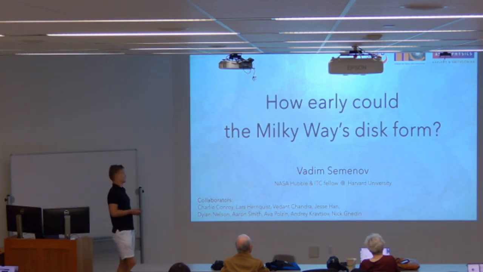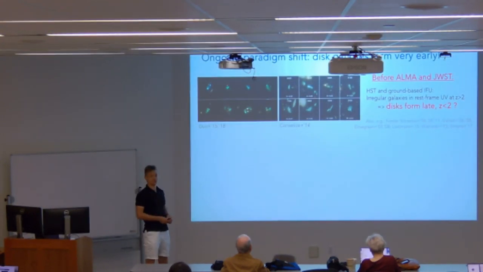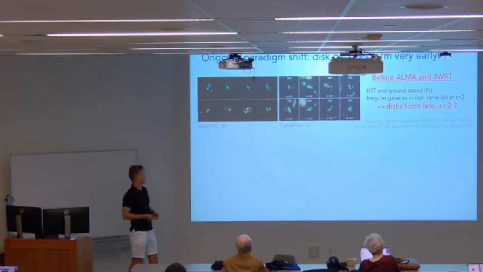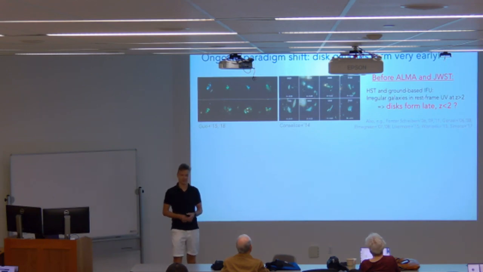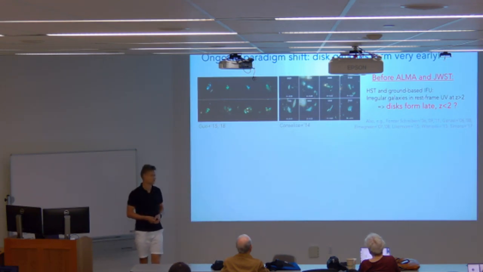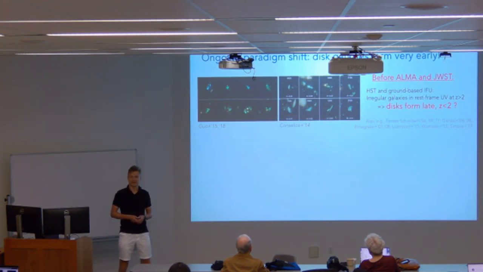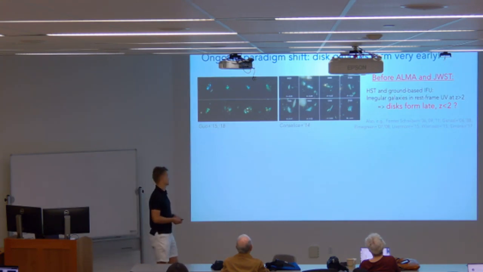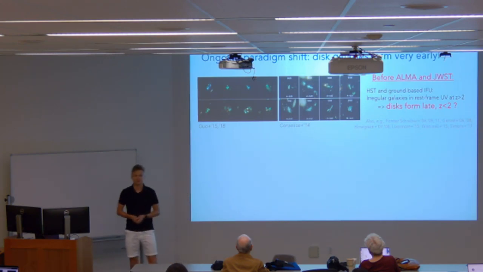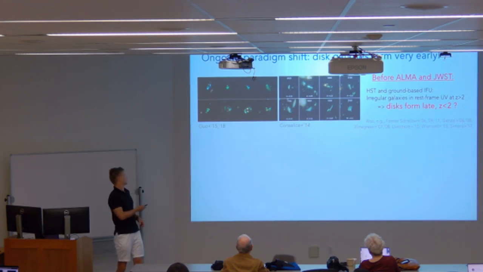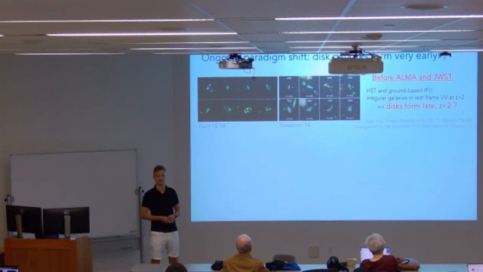It would not be an understatement to say that with the advent of ALMA and JWST, there was a paradigm shift in galaxy formation, because before it was believed that galactic disks form relatively recently, at redshifts around 1 or 2. And this was motivated by the view of galaxies at higher redshifts by HST and ground-based IFU instruments, where galaxies were very irregular, very clumpy, nothing like the nice thin star-forming disks that we see in the local universe.